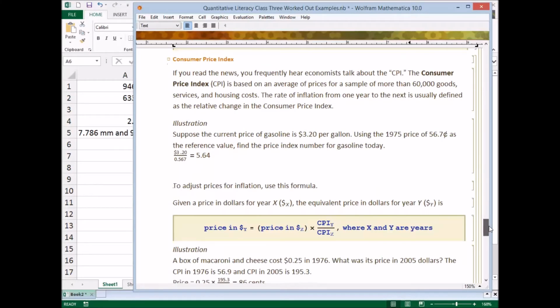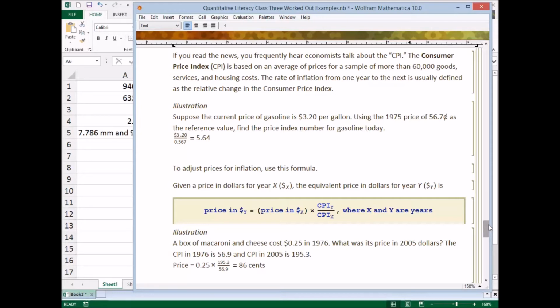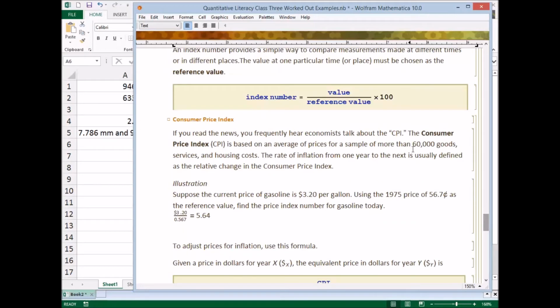Alrighty. So question. Suppose the current price of a gasoline is 3.20 per gallon. Using 1975 price of 56.7 as the reference value, find the price index number for gasoline today. Well, in this case, you're given the reference value and the value. So to figure out the index number, what you do is 3.20, which is the value, divided by the reference value, which is 56.7. And I had to convert this to a dollar figure, so 0.567, because this is in cents, this is in dollars. So 3.20 divided by 0.567 is 5.64. So that's the price index number for this problem.